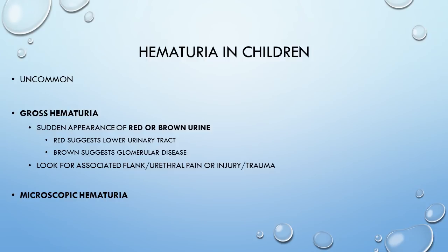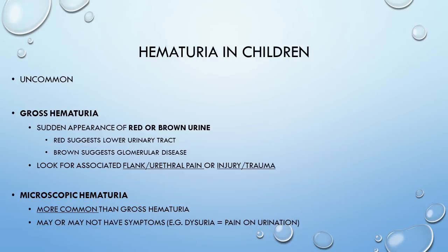For microscopic hematuria, this is when the urine looks completely normal. It's far more common than gross hematuria in both kids and in adults. They may or may not have any symptoms. So they might have dysuria, which is pain upon urination. It's usually detected asymptomatically on screening. So for one reason or another, we get a urinalysis on a child and we happen to see that there's some blood in their urine.